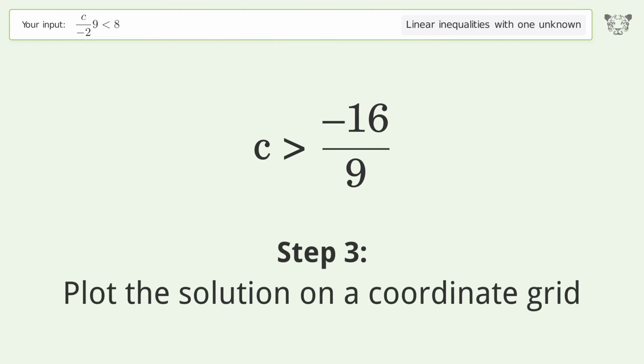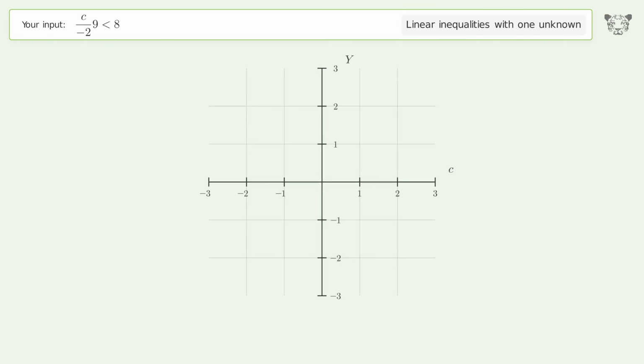Plot the solution on a coordinate grid. And so the final result is c greater than -16/9 greater than -17/9.